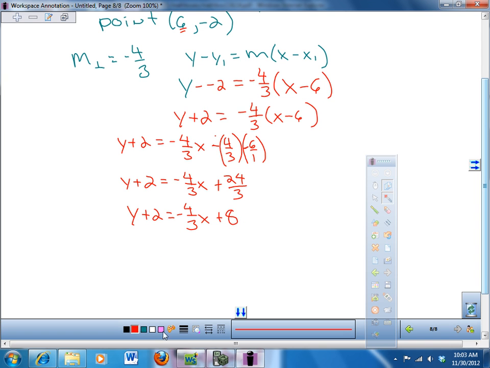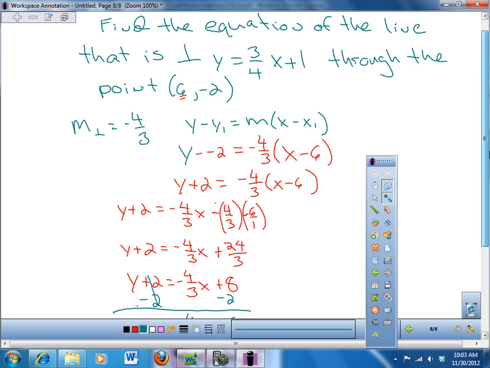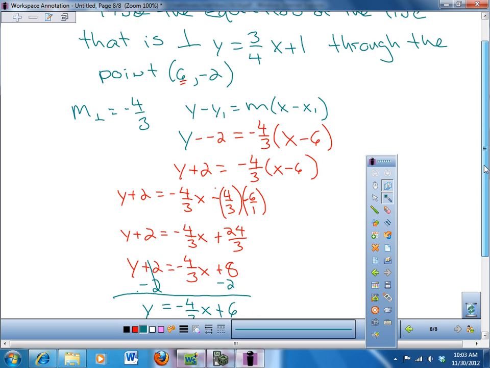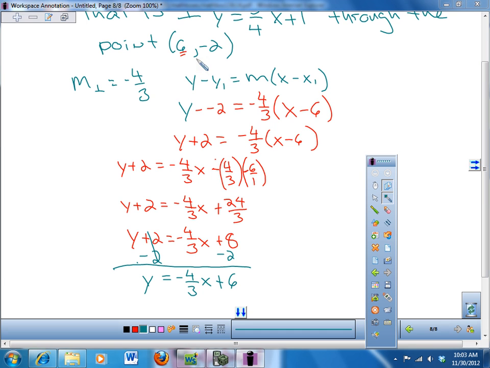Now, one more step. I promise this is the last step. Subtract 2. I know this is confusing, just bear with me because I'm going to show you an easier way. y equals negative 4/3 x plus 6. So this would be the equation perpendicular to this line that goes through this point.